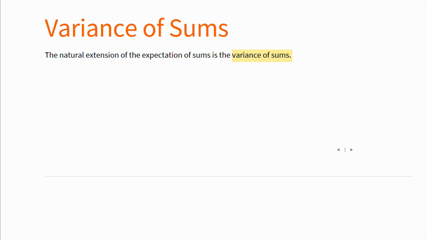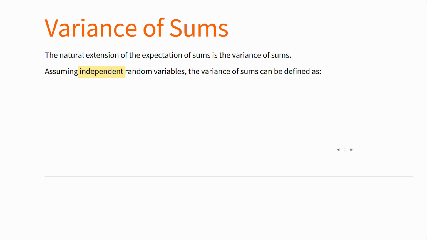What if you want the variance of a sum of random variables? This is where things get complicated. You see, if you deal with independent variables, then you can still add variances, and the variance of a sum of random variables is the sum of their variances, just like expectation.